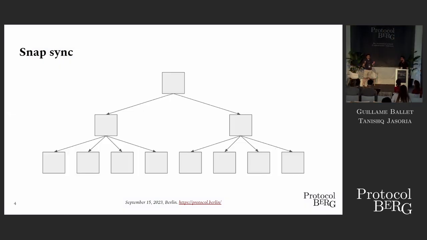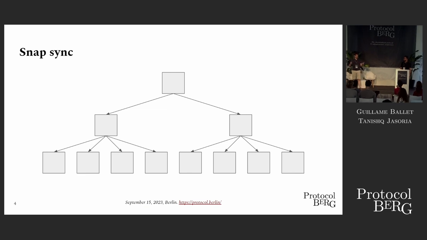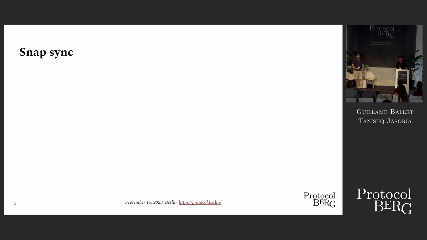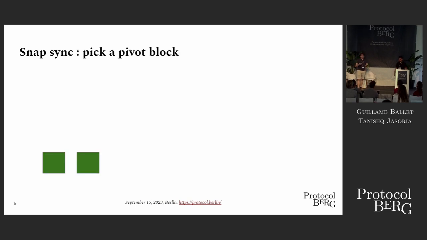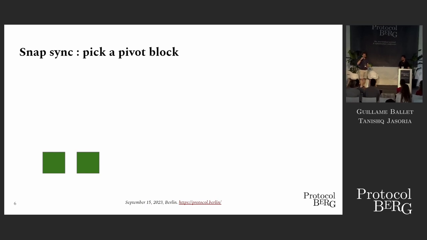So let's look at the status quo right now. It's a very simplified presentation of how the current state-of-the-art sync works, which is called SnapSync. Imagine you have this tree, and you start a new node, the node has no state whatsoever. It's completely empty. So you ask a node to start giving you some data. You choose a block height and ask the nodes around you to send you some data.